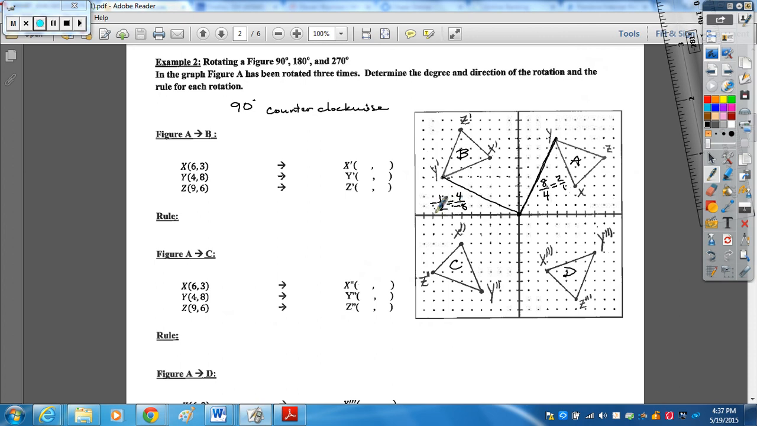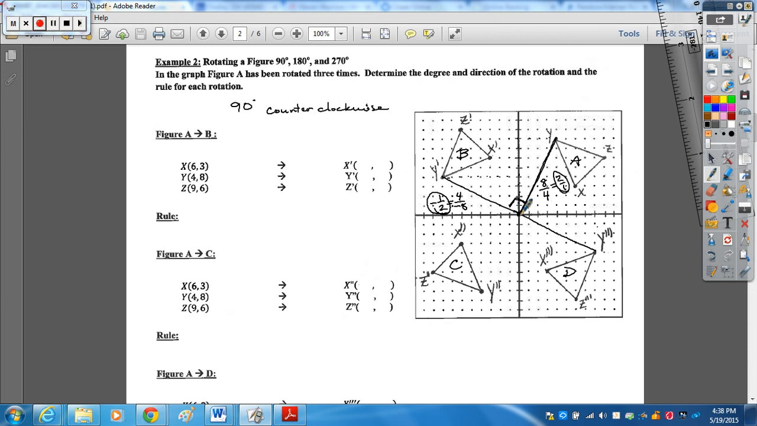Now this takes you back to the first quarter this year when we were talking about slopes of parallel and perpendicular lines. Negative 1/2 and positive 2 over 1, you see that they're the negative reciprocals of each other. So this angle right here has to be a right angle. As a result of that angle being a right angle, the rotation is 90 degrees, and that's how we get 90 degrees counterclockwise.